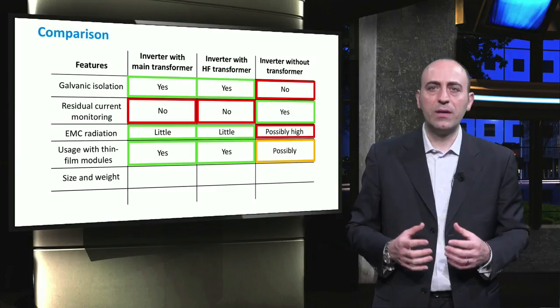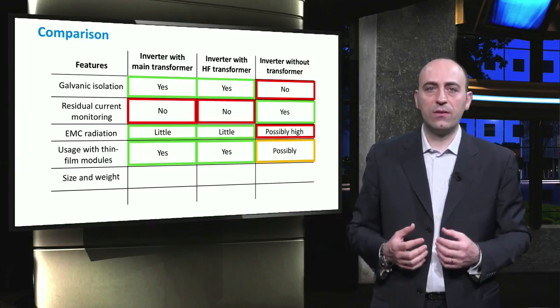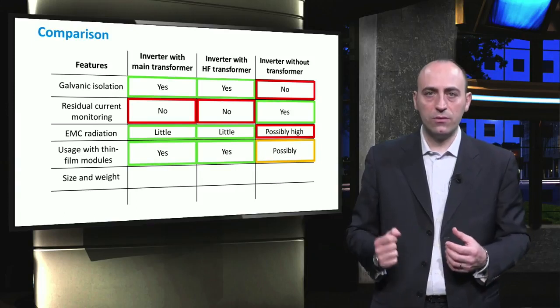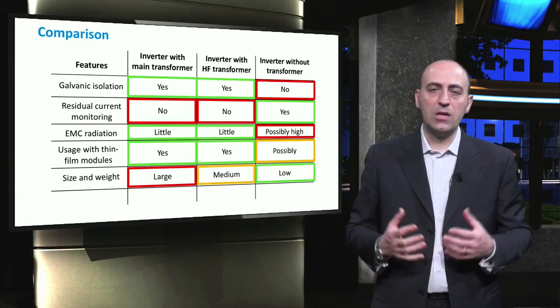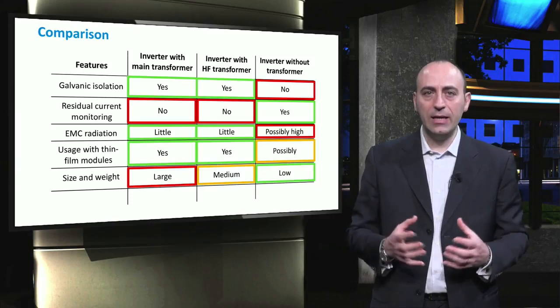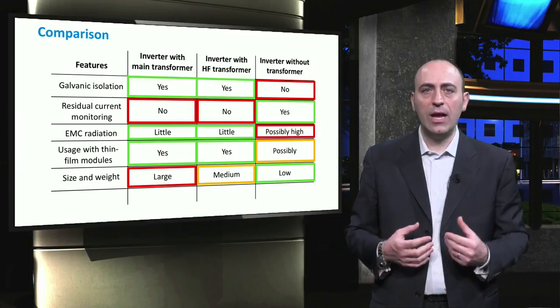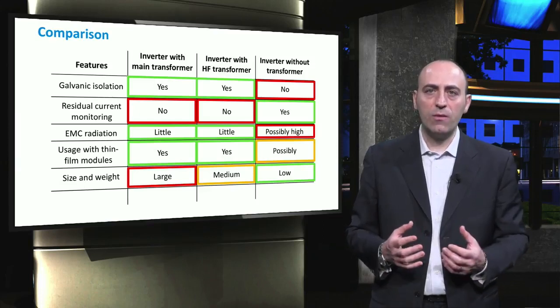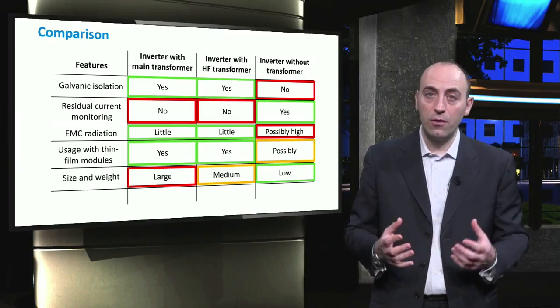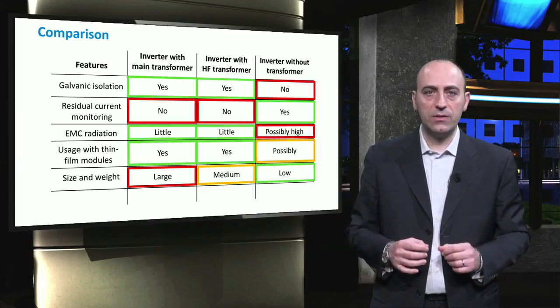Another crucial aspect when a system design is performed is the size and weight of the inverter, especially for standalone and rural applications. As we mentioned before, the main transformer is particularly bulky and heavy, while the high-frequency transformer is a smaller and lighter device. The transformerless inverter is clearly preferable if the PV system requires a lightweight and small-sized device.